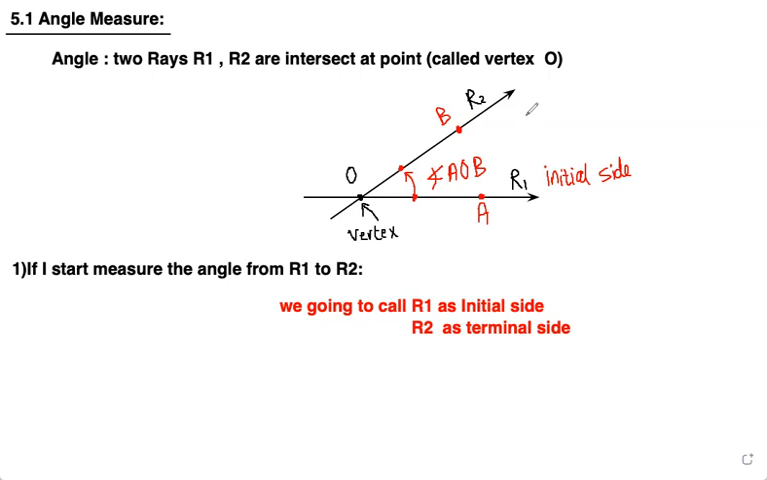Does it matter which side is initial and which side is terminal? Yes, Bilal, it matters. If I start measuring the angle like this, then R2 we would call the initial side, and R1 the terminal side. But because we start measuring the angle from this side to this side, R1 is called the initial side and R2 the terminal side. Okay, Bilal? So R2 here is the terminal side.